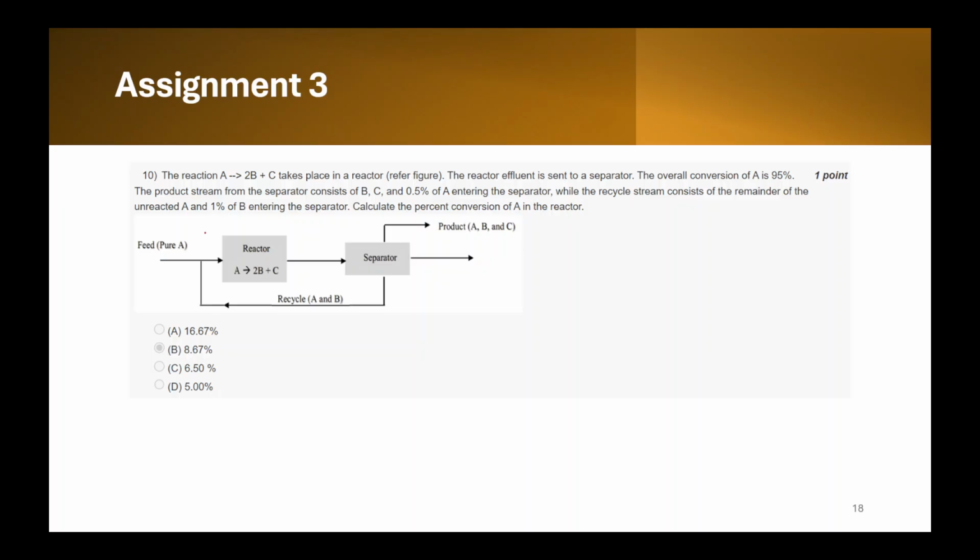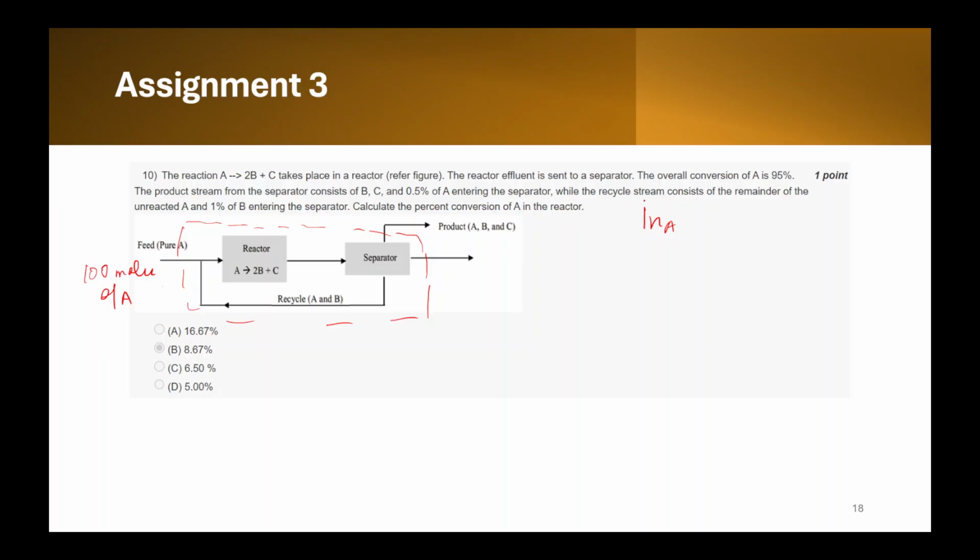So you know the overall conversion. So overall conversion is basically, the boundary will be like this. Okay. So whatever product is coming out, suppose you take as basis 100 moles of A coming in this fresh feed. Okay. And the overall conversion you know is 95%.